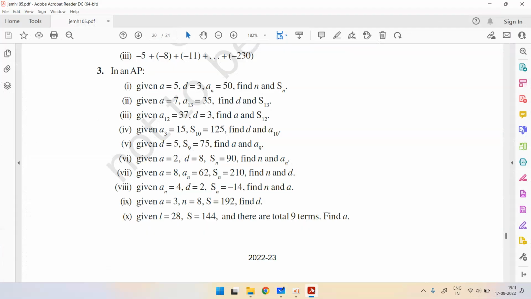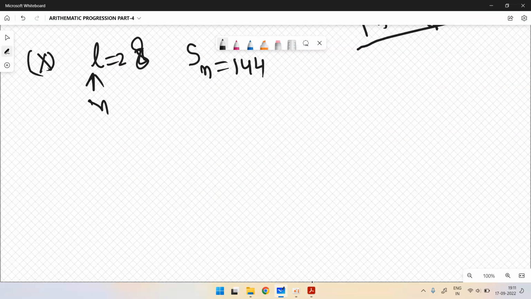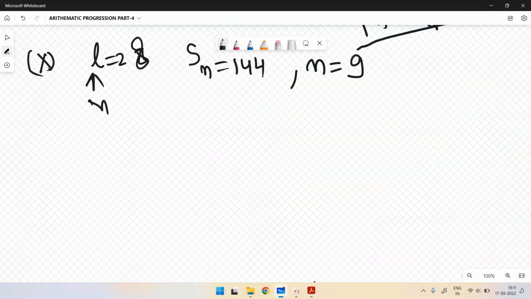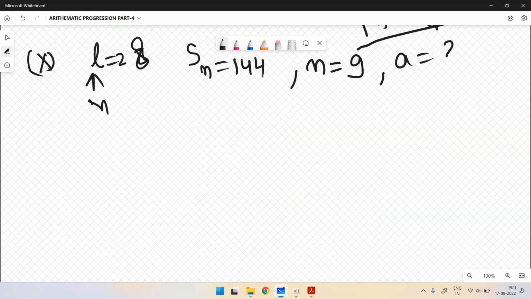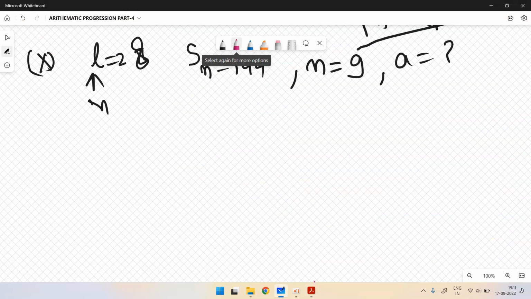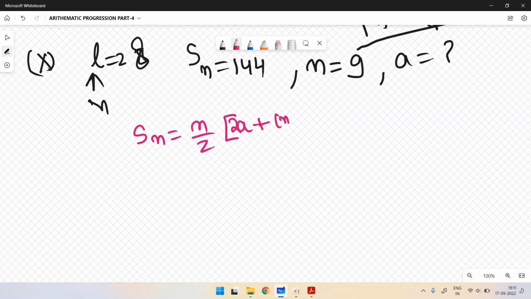And it is given that there are total 9 terms, so indirectly n is given to be 9. We need to find the first term, A. Directly applying the formula, S of n equals n by 2 into A plus nth term is the direct formula. Also, it is 2A plus n minus 1 d. D is also not given.